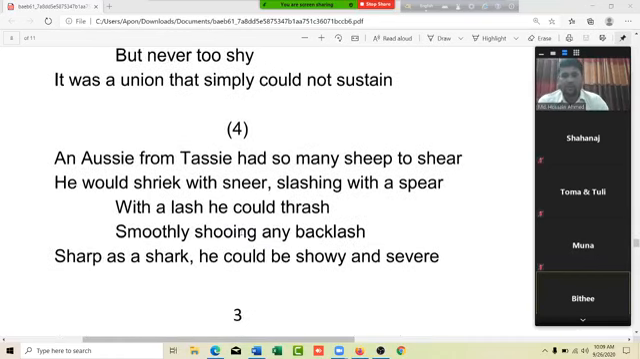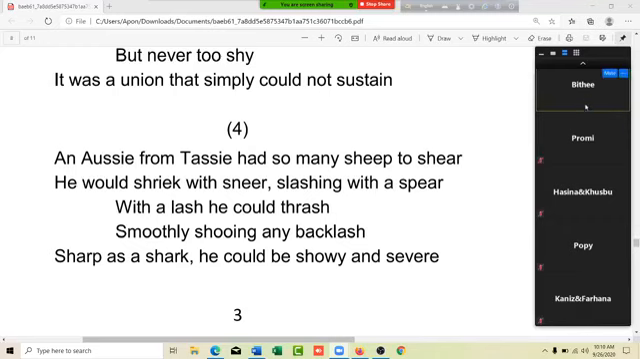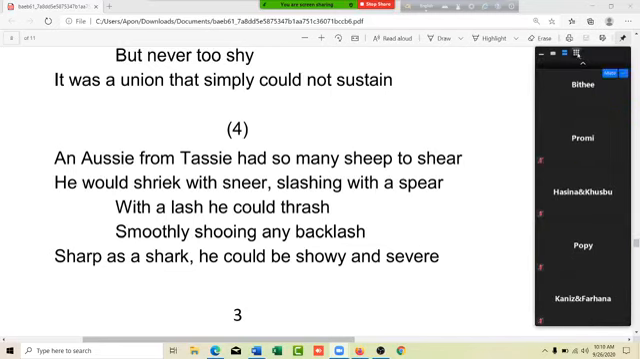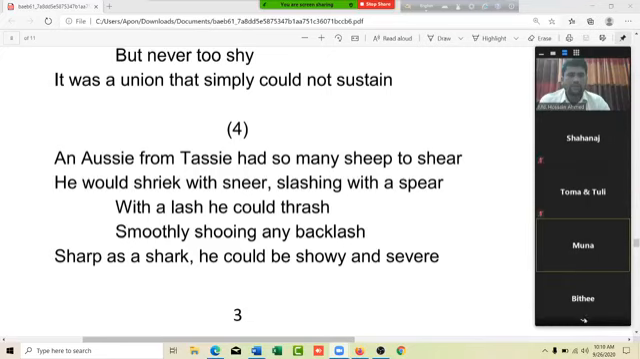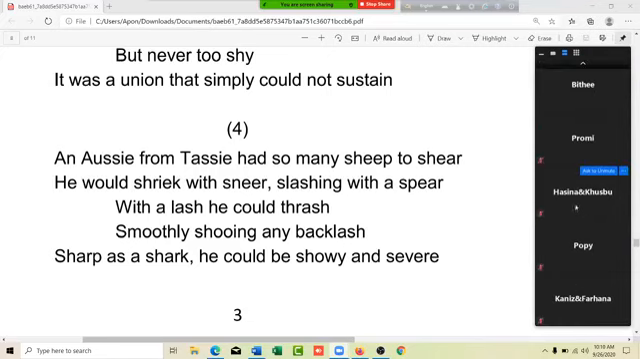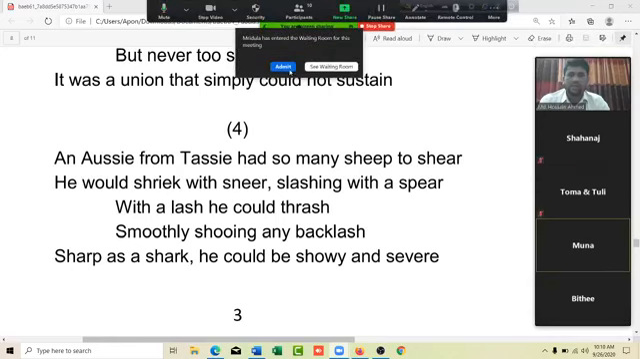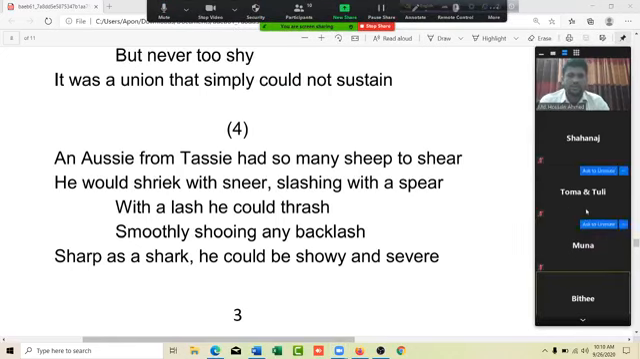So poem number 4. Who wants to recite? Bithi, Poppy, Kanis Patama. Who? Muna? Hello? Who will recite? Sir, I will read. No, no, you have already recited. Sir, then I will give a point. Bithi, yes, okay.